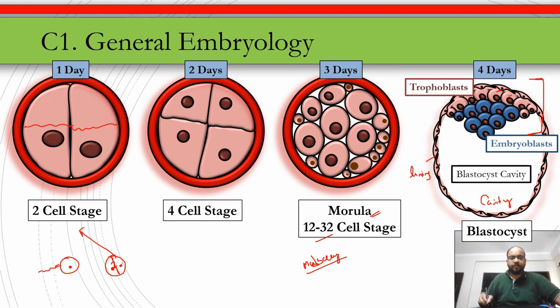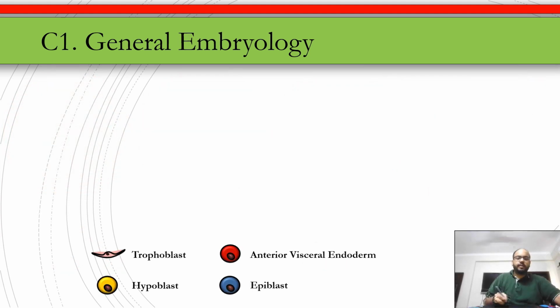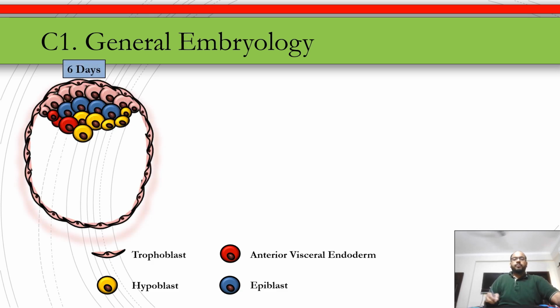Let's move forward. Now, you have the blastocyst. Some cells of the embryoblast will mature to form anterior visceral endoderm. And this anterior visceral endoderm will decide the pattern of the axis, or how the body axis is going to develop from here to here.